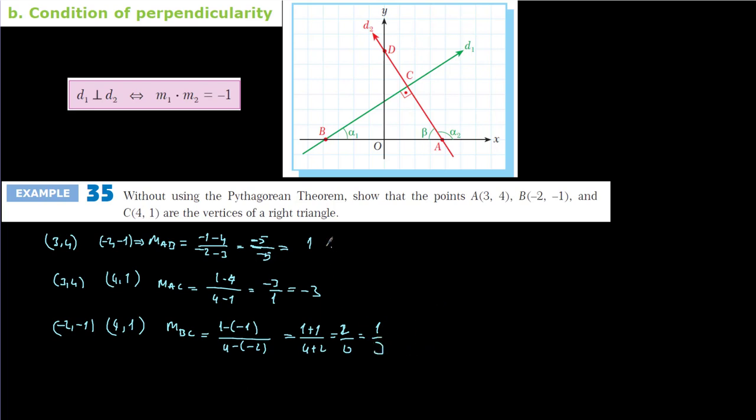So as you see here, when you multiply 1 and minus 3, or 1 and 1 over 3, you are going to see that the product is not equal to minus 1. But when we multiply the slope of AC by the slope of BC, minus 3 times 1 over 3, which is equal to minus 3 over 3, that's equal to minus 1. So AC is perpendicular to BC.